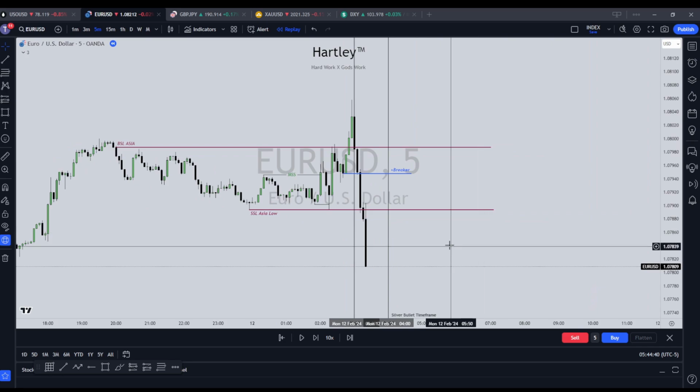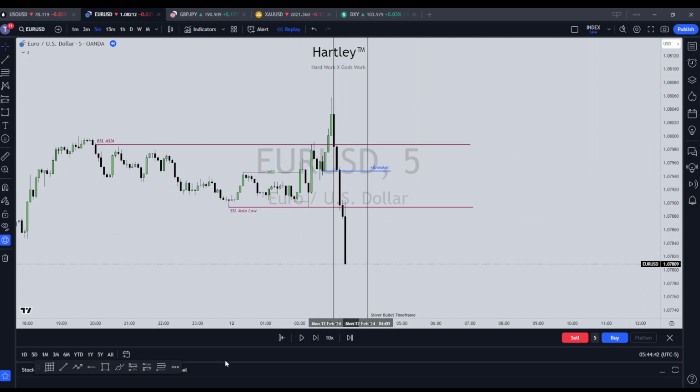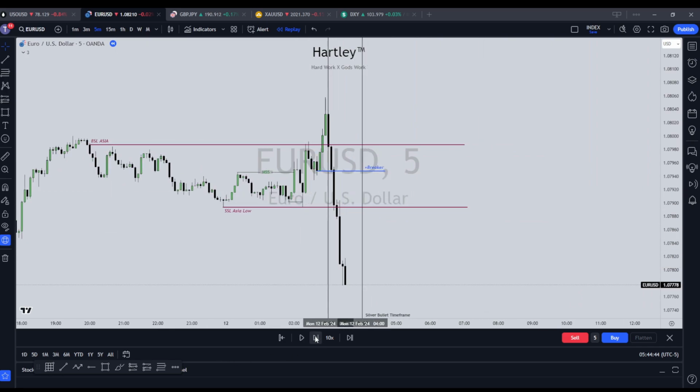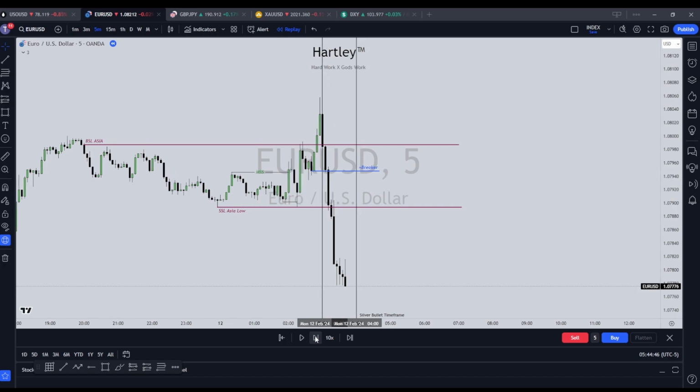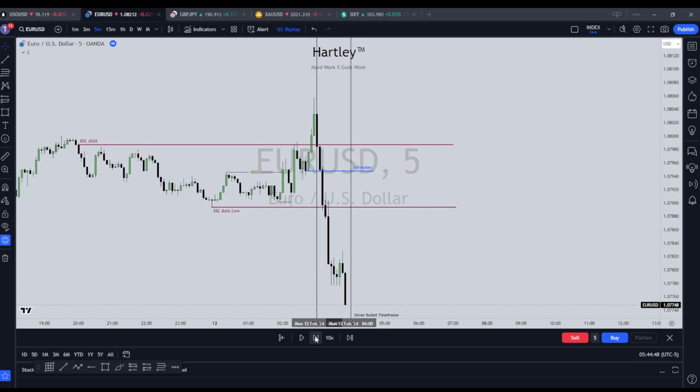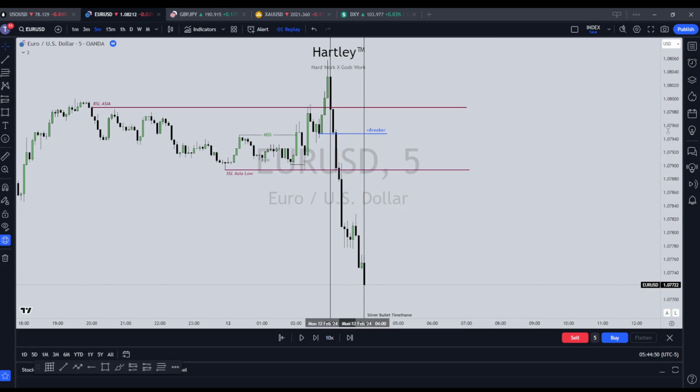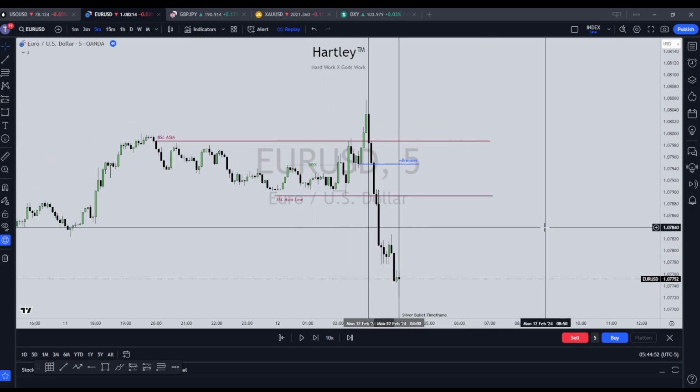Otherwise, this would be a missed opportunity to trade. It wouldn't even be missed, it would just be untradeable. We've got 2 candles left. Yeah, this is untradeable, only because you never get the entry.